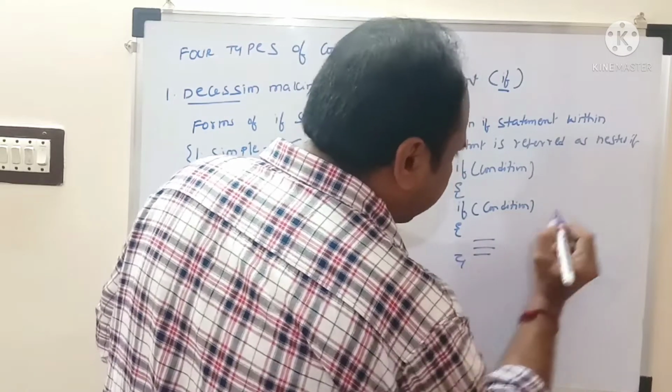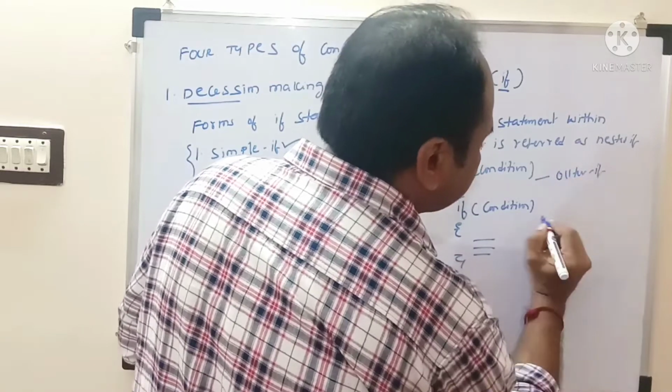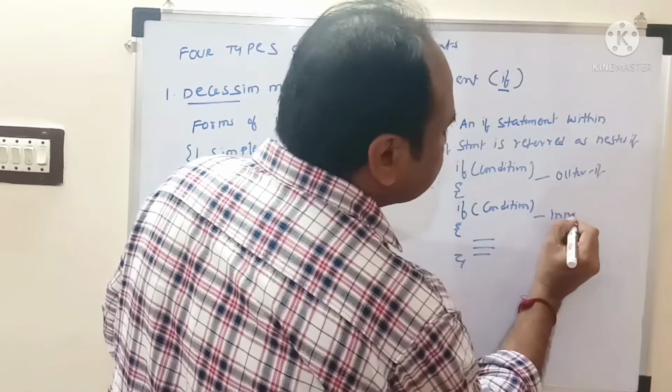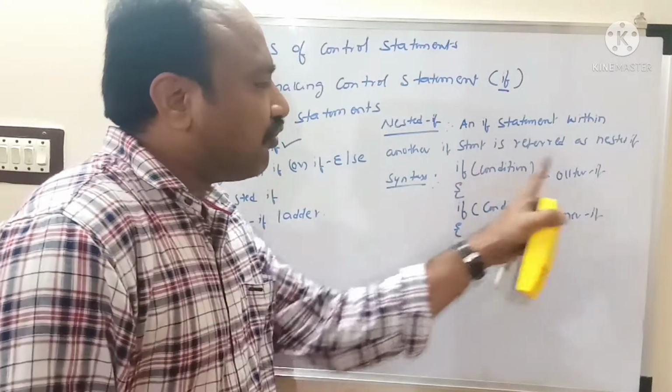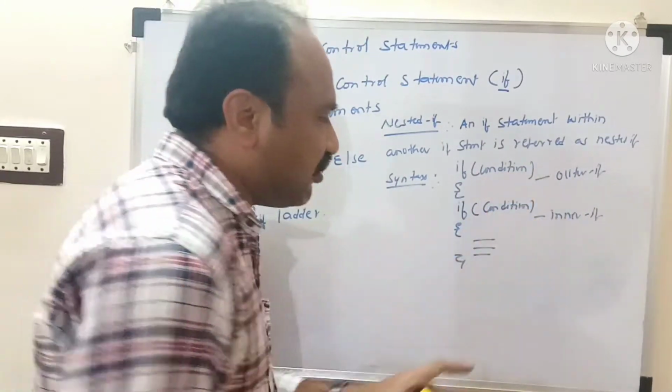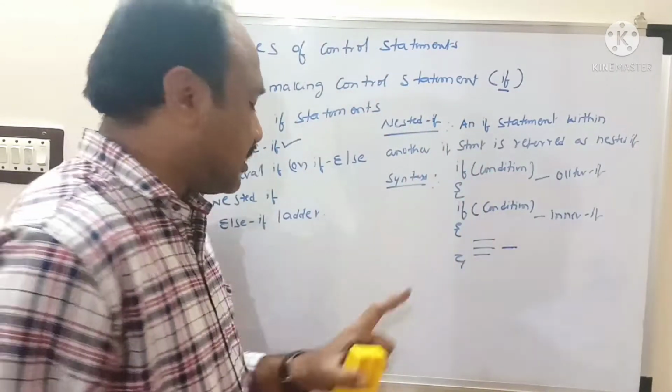The first if is called the outer if. The second if is called the inner if. Okay, if the outer if condition is true and the inner if condition is true, the inner if block will be executed. There are different cases.